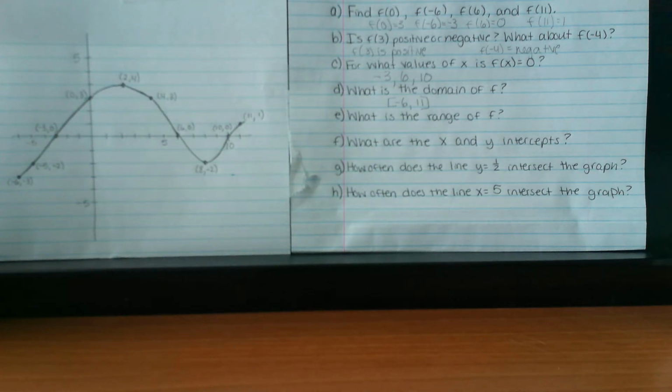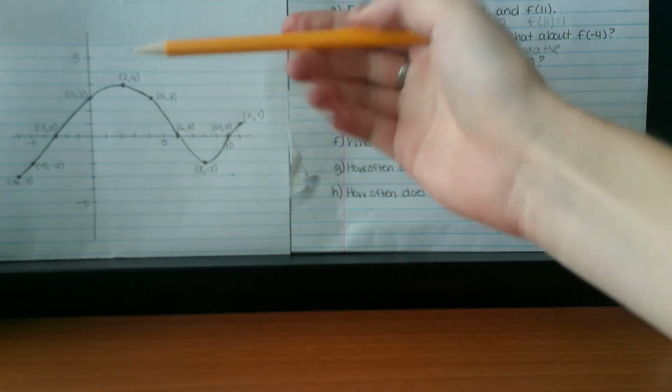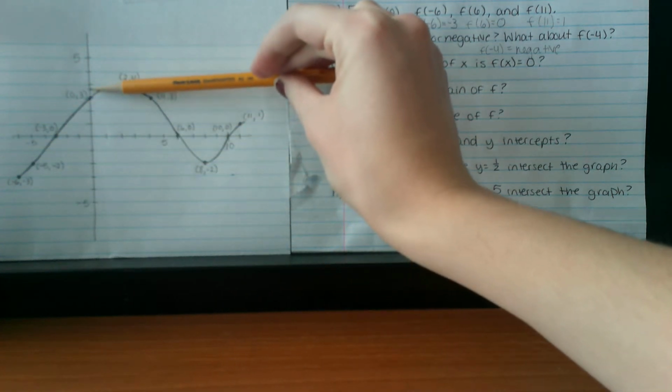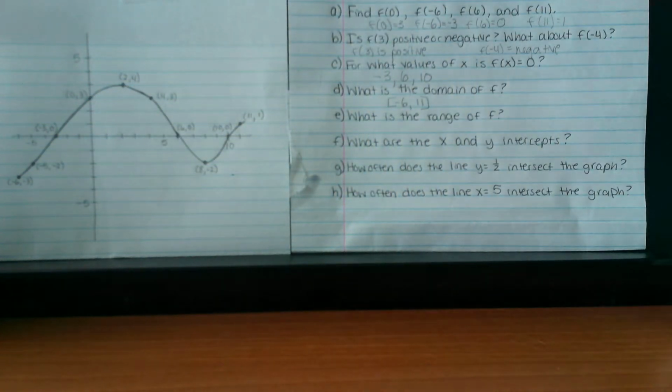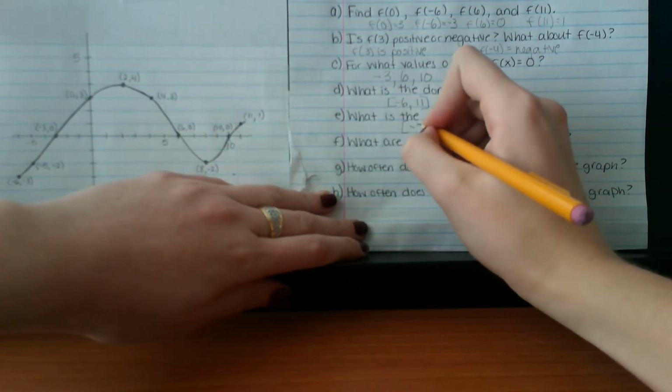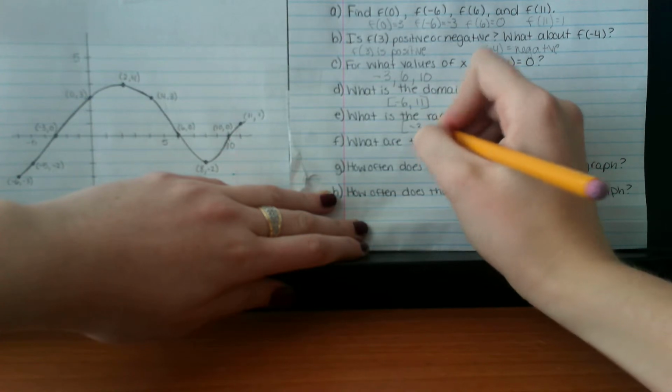For the range, if domain is horizontal, then range is just the vertical span. So from the graph, if we're looking this way, we can see that our lowest point is at -3, and the peak of our graph is at 4. So the range of the graph is -3 to +4.